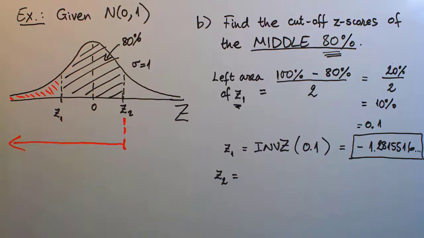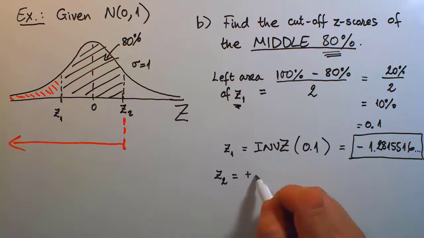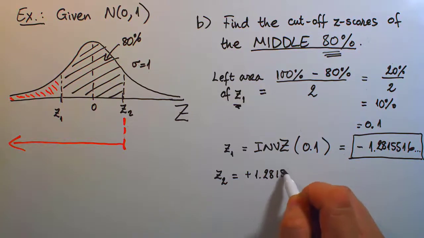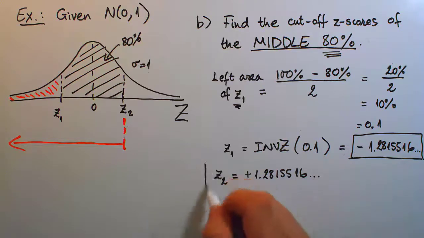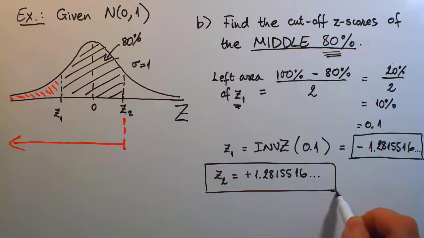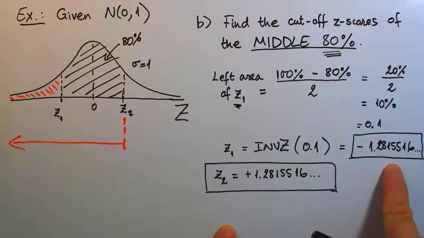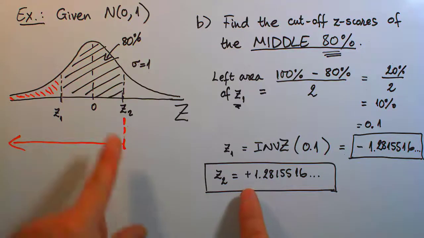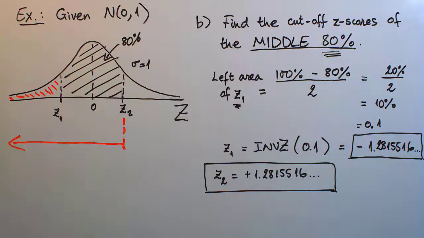Opposite sign. So from that powerful understanding, we already found Z1, didn't we? So for Z2, the simple trick right here: flip the sign of that. So the sign now is going to become positive 1.2815516. And we found the answer. That's how we find it. So now that's the low cutoff of this middle 80% area. This is the high cutoff z-score of the middle 80% area. So what we did here is a cost-effective solution where once we found one value, we can just simply flip the sign and get the other one.